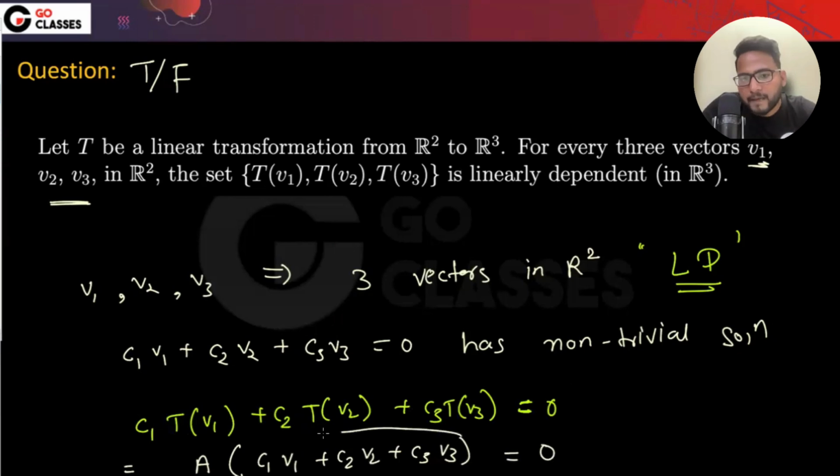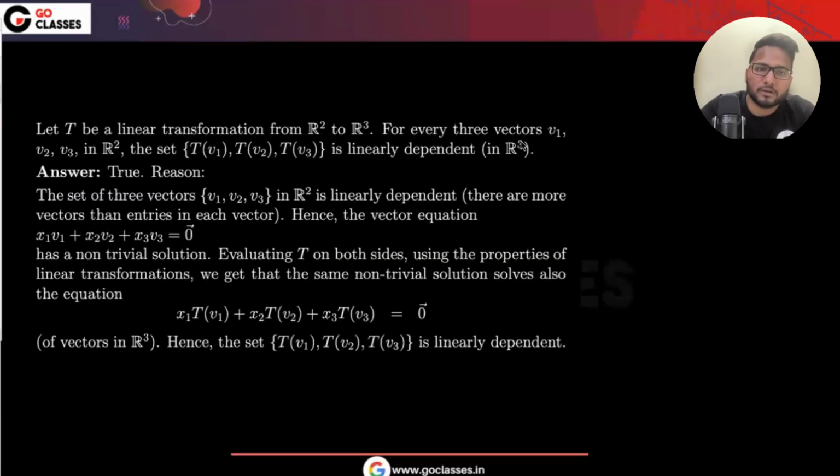So now you tell me, if this has multiple solutions, then in multiple ways you can make it zero. Can't you make the whole thing zero in multiple ways? Which means this will also have multiple solutions. So that's why these three vectors, after multiplying by A also, are linearly dependent. So let's see the solution. See what they're saying. This has a non-trivial solution, evaluating T on both sides using the property. So finally you got this. Hence this set is linearly dependent.